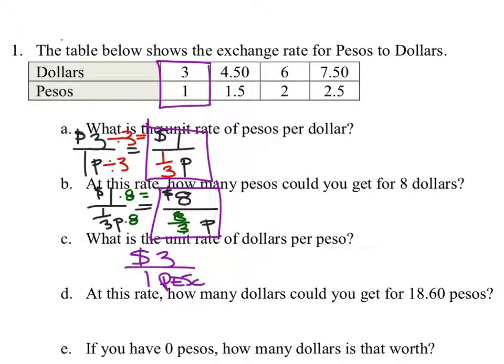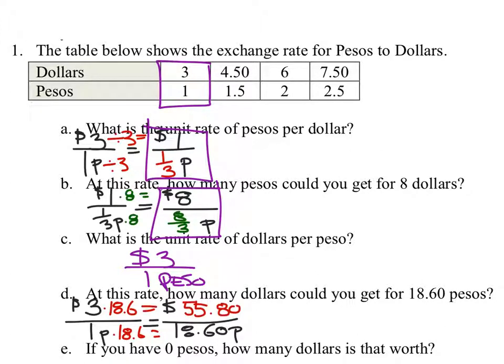So at this rate, how many dollars could you get for 18.60 pesos? So I'm going to use the $3 for 1 peso on this so that I can just scale the pesos. So I got $3, 1 peso, and I want to figure out how many dollars this is for 18.60 pesos. So I would take the 1 and multiply it by 18.6, and I take the 3 and multiply that by 18.6 as well. So it appears this would be $55.80 for the 18.60 pesos.